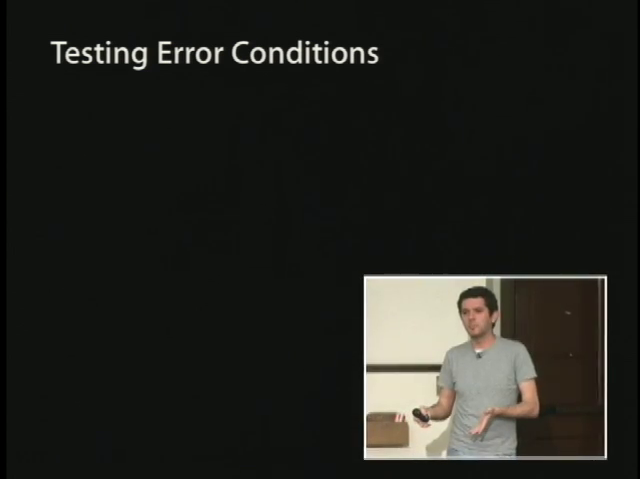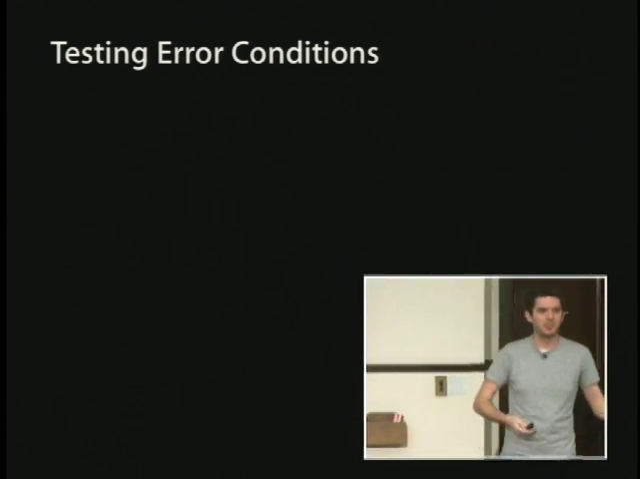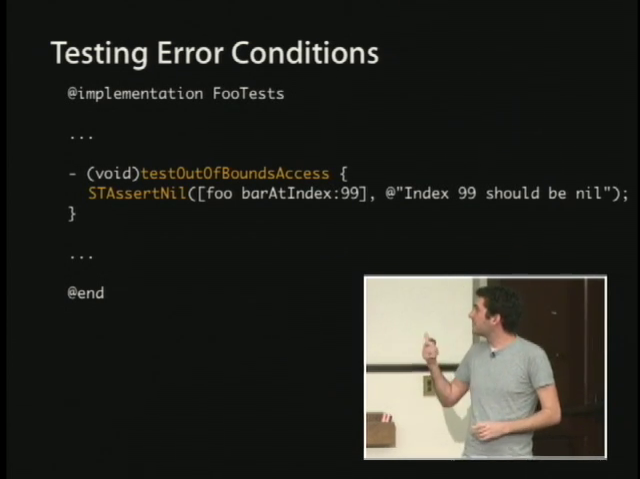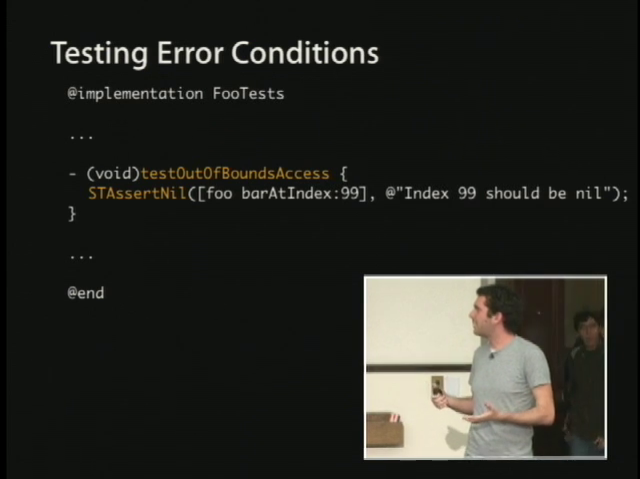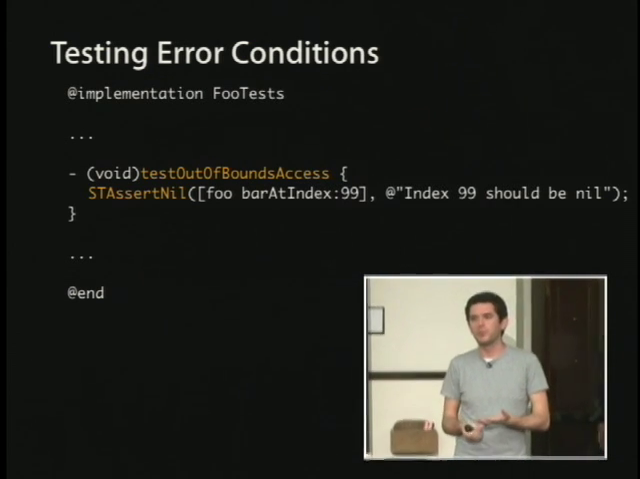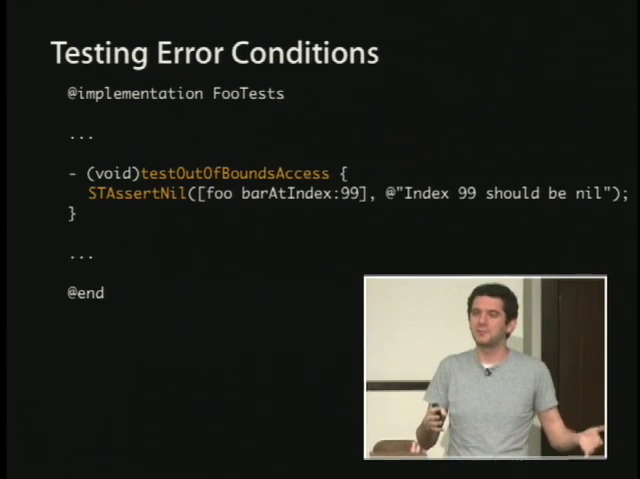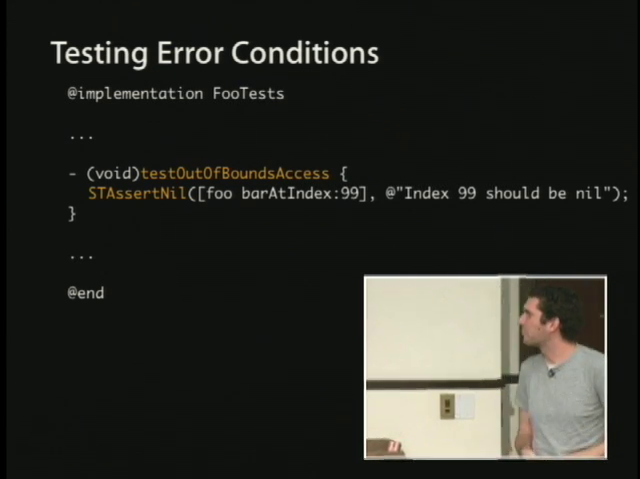So that's kind of testing that things have happened. But you may also want to test that things haven't happened. For example, that you haven't thrown some exception. So in this case, we're going to test the access to an out-of-bounds value. This is a little bit odd because it kind of goes against the out-of-bounds behavior of NSArray, but just bear with me for a second.